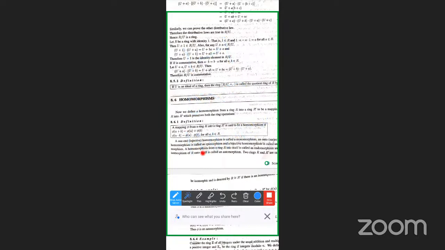And continuing, a homomorphism from a ring R into itself is called endomorphism. So pi is defined from R to R, a function from R to R, defined on itself. That is called endomorphism.